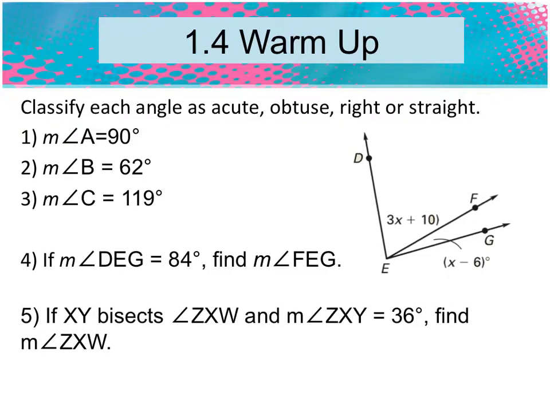All right, so if you had to classify as acute, obtuse, right, or straight, number 1 being 90 degrees would make it what? Right. Number 2 being 62 degrees, acute. And number 3, 119, obtuse.